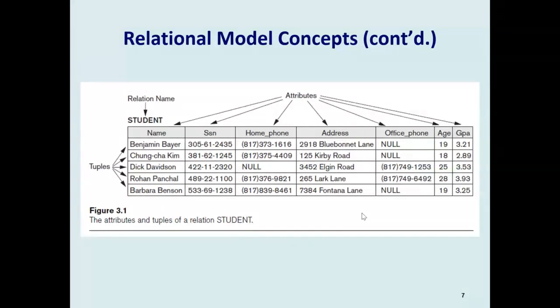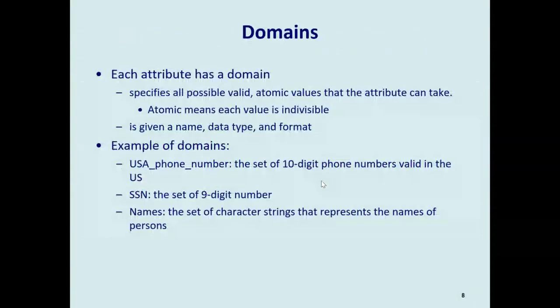Every relation or table must have a primary key. That's a requirement of this relational data model. Then the domains: each attribute has a domain. A domain is given a name, a data type, and the format of that attribute. A domain can also specify all possible valid values an attribute can take, so that we're able to do the validation.